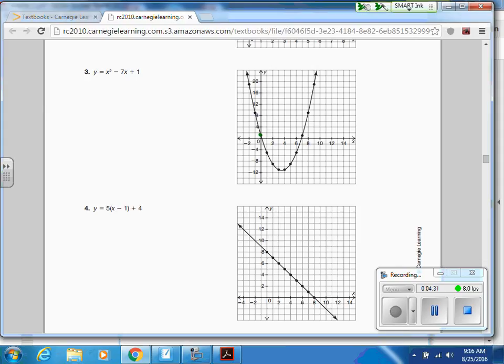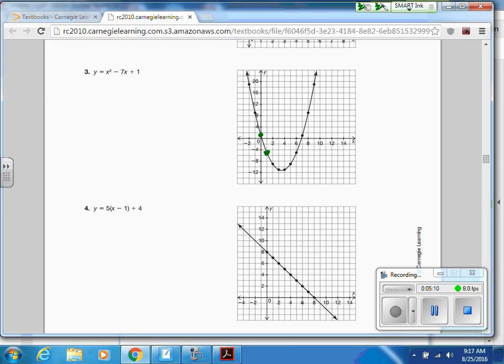I'm going to put a green dot on it because it's good. If I put in 1, what am I going to get? I should get a -5. Do I get -5? Put that in. I'm going to get 1 minus 7 plus 1. Is that -5? 1 minus 7 is -6, plus 1 is -5. So that one checks out, okay?